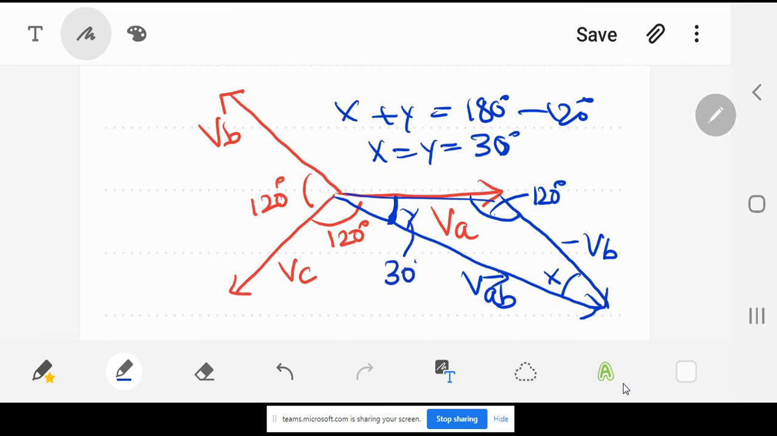So what you are actually seeing is that the phase voltage is lagging behind the line voltage, or you can use other words, that the line-to-line voltage is leading the phase voltage by 30 degrees over there. Okay.